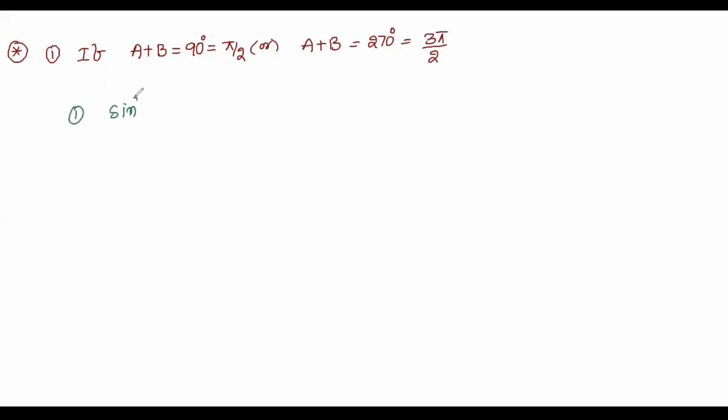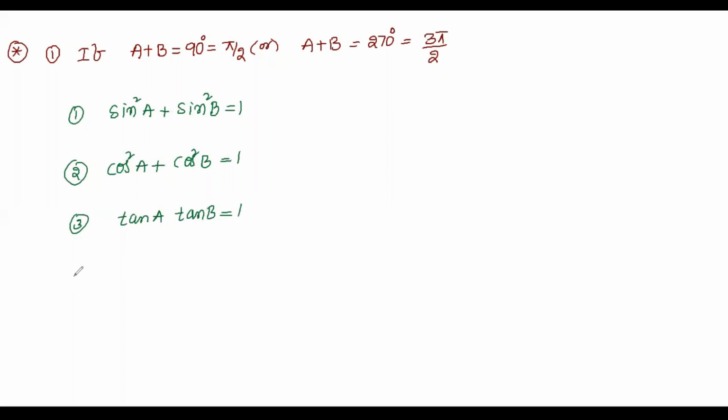Sin square A plus sin square B becomes always 1. Second one, cos square A plus cos square B also becomes 1. Third one, tan A into tan B also becomes 1. Next, fourth one, cot A into cot B also becomes 1. Sir, how sir? How do they become 1?